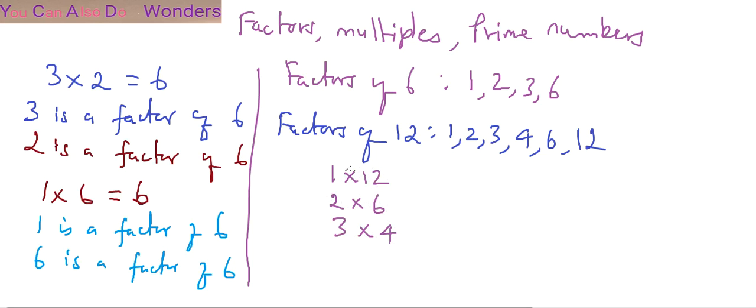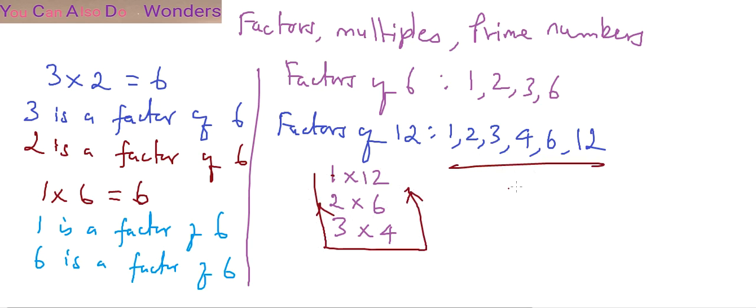4 already appears in this list of numbers, so let's leave it. Okay, if you want to write all the factors in ascending order, then it's like this: 1, 2, 3, 4, 6, 12. So we will get all the factors.